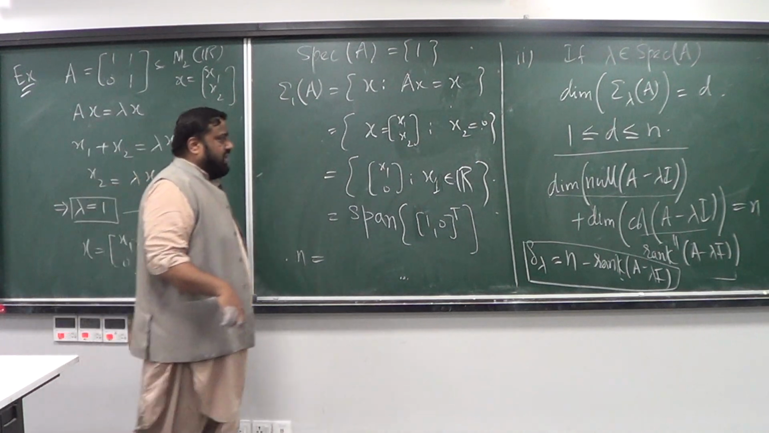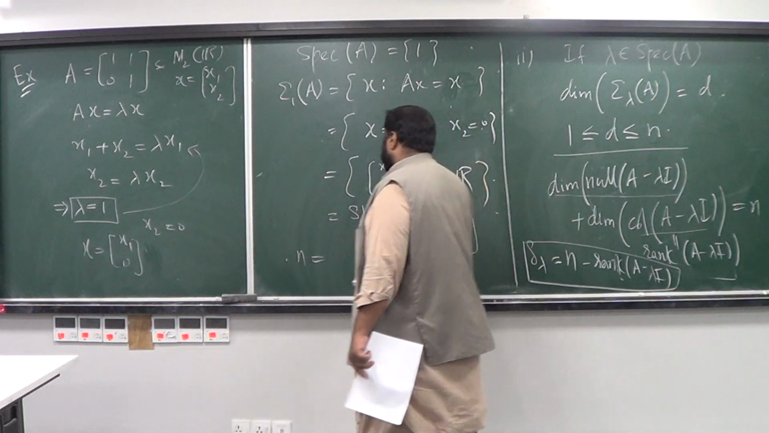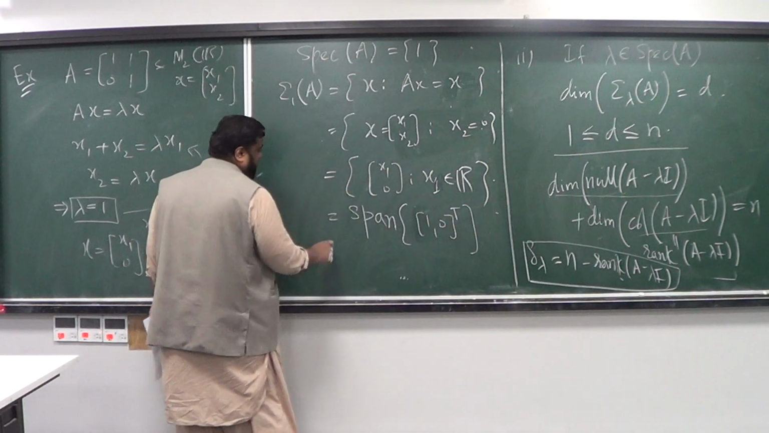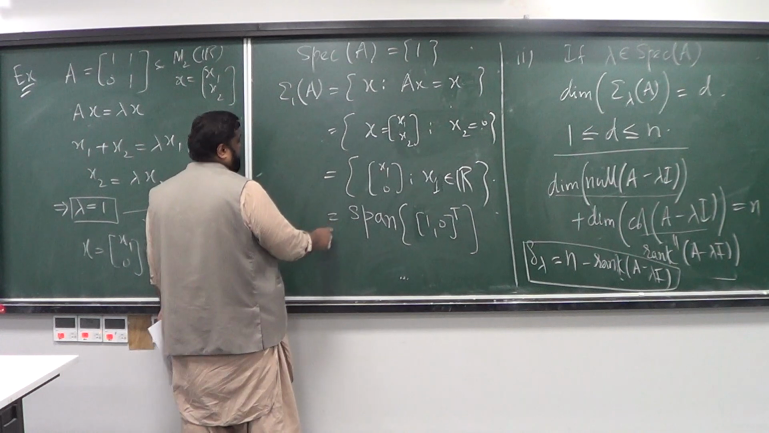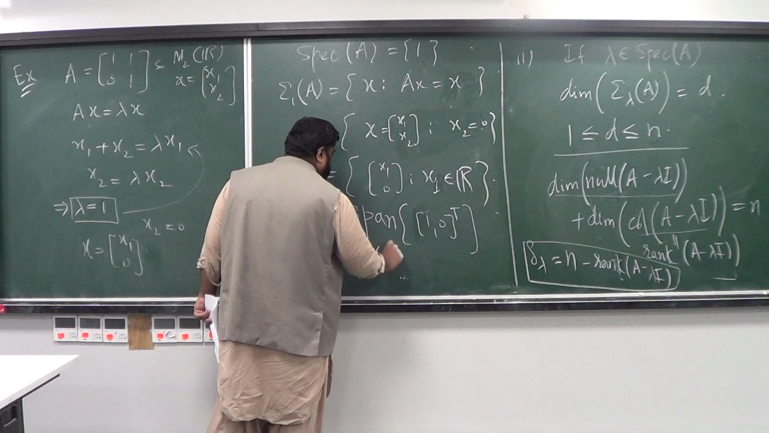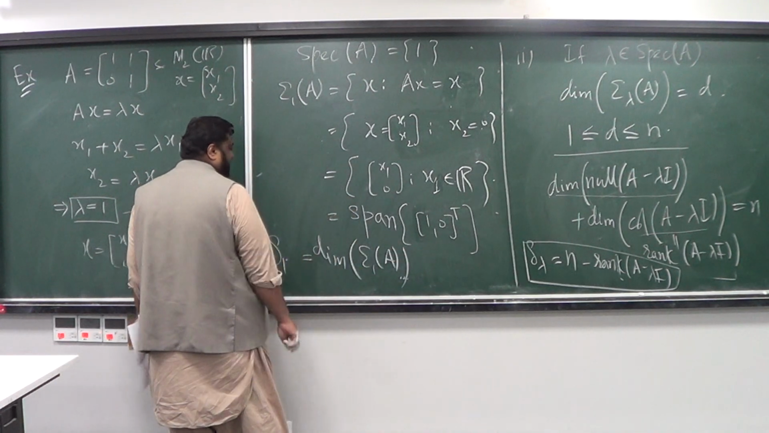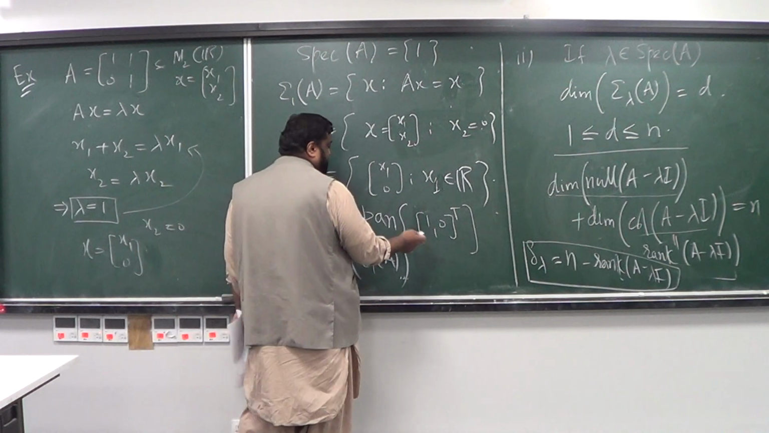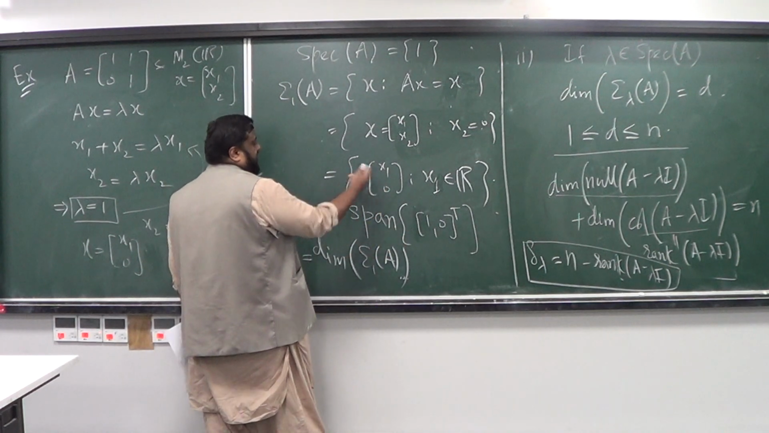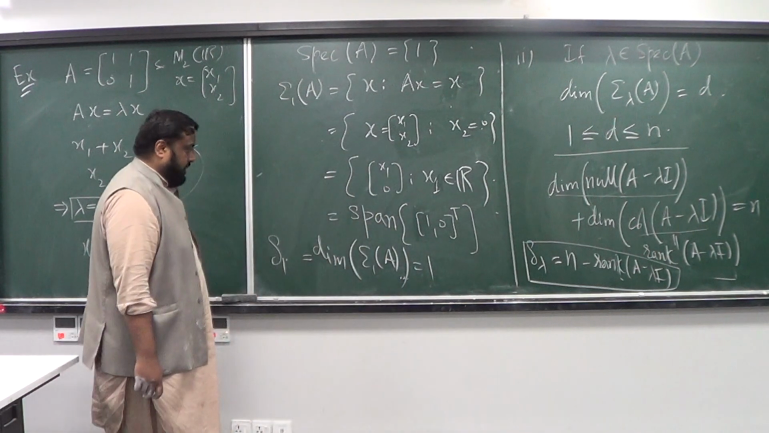Now I would like to find the geometric multiplicity. What is the geometric multiplicity? The geometric multiplicity is the dimension of the eigenspace of A corresponding to the eigenvalue lambda. So g(1) is really, how many vectors are spanning this eigenspace? There is only one vector, so this must be equal to 1.